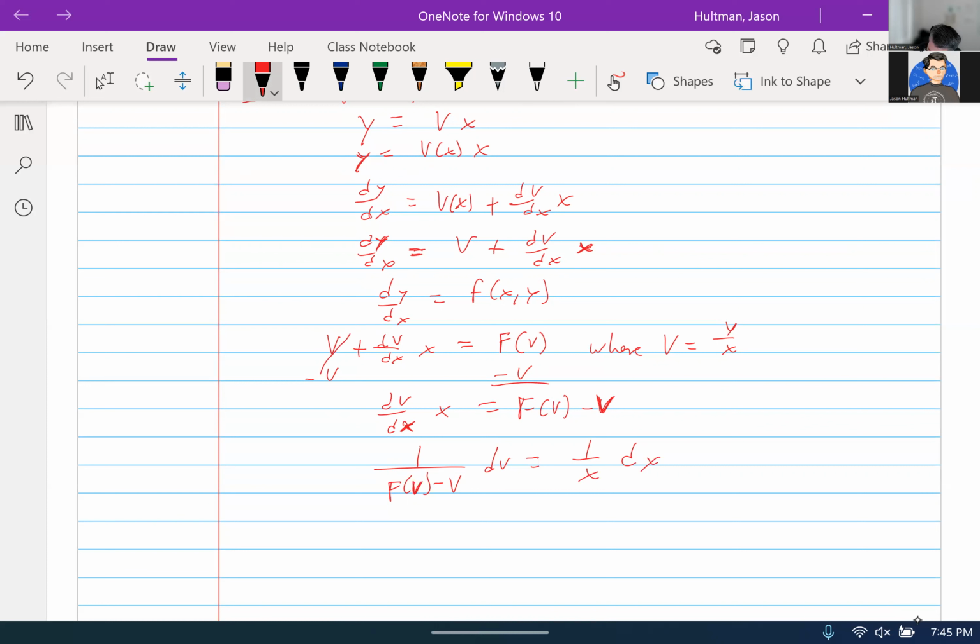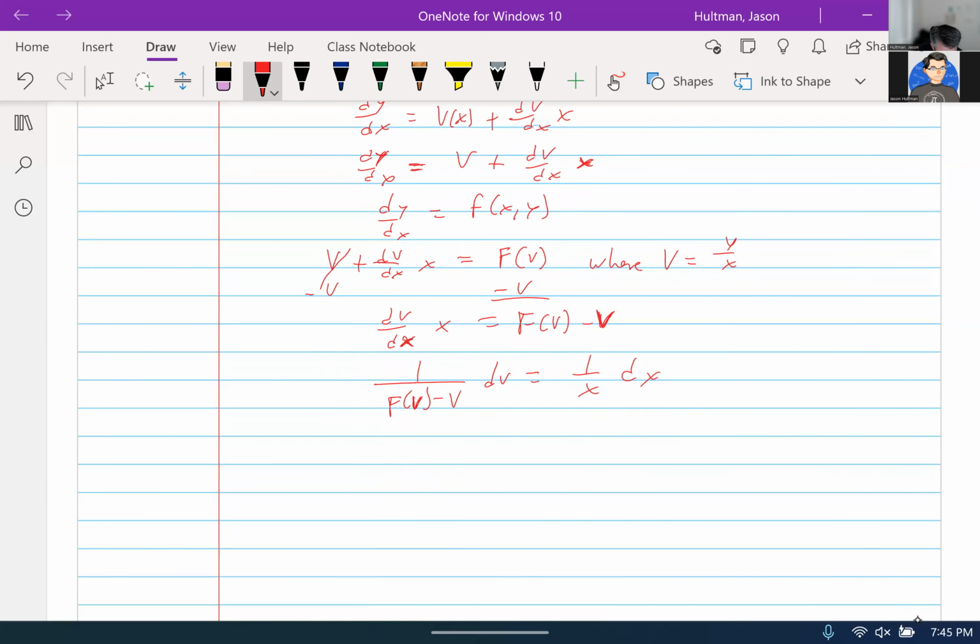I'm going to do the reciprocal as well. And that's 1 over f of v minus v dv. Thus, it becomes a separable differential equation. So we took something that was a little bit more complicated and turned it into a separable differential equation as long as it's homogeneous.